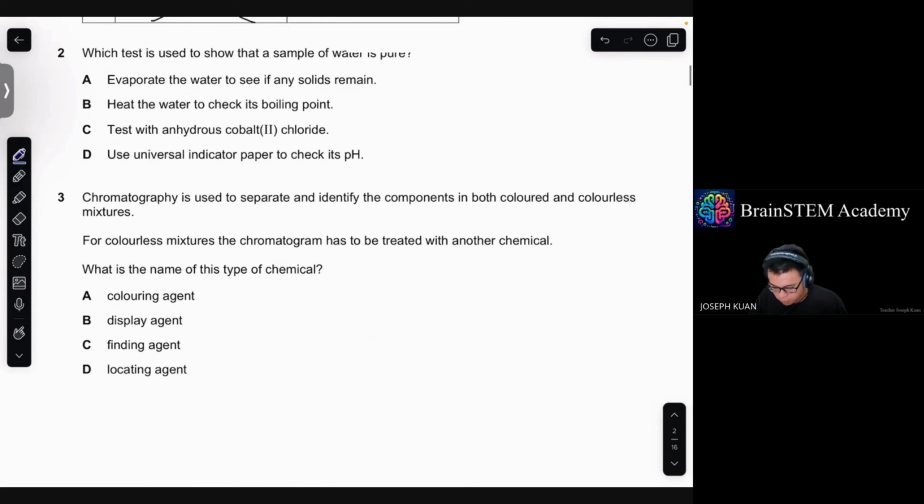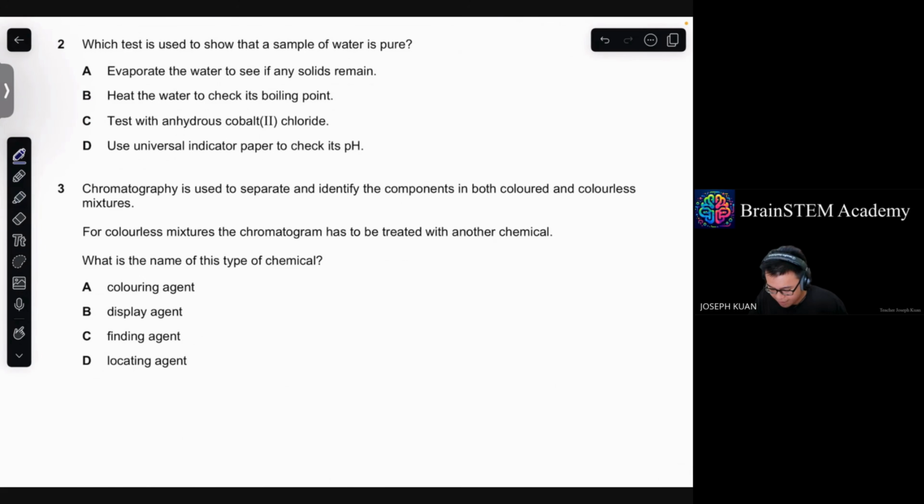Moving on to question number 2. Which test is used to show that a sample of water is pure? The answer for A is evaporate the water to see if any solids remain. That will not be a sufficient method to see whether water is pure or not. Why? Because if, let's say, there are impurities, some of the impurities may also evaporate together with the water.